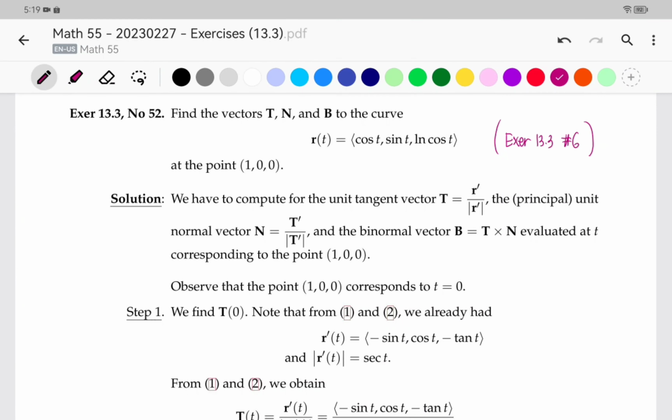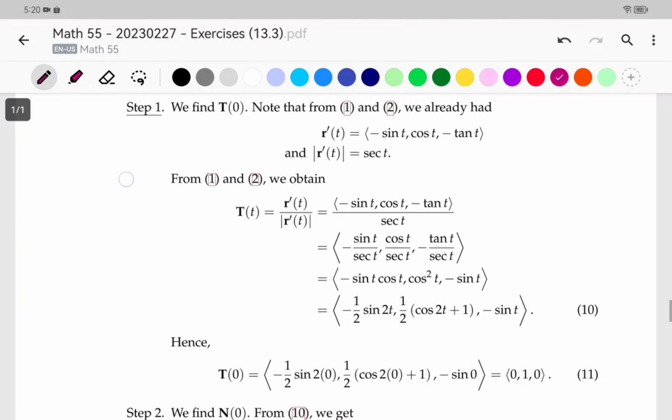So in this video, I'm going to present to you the solution to number 52 of exercise 13.3. We are given the curve r of t equals cosine of t, sine of t, ln of cosine of t, which is basically the same as the given curve in exercise 13.3 number 6. Here we're going to consider the point 1, 0, 0. The solution will be subdivided into several steps.